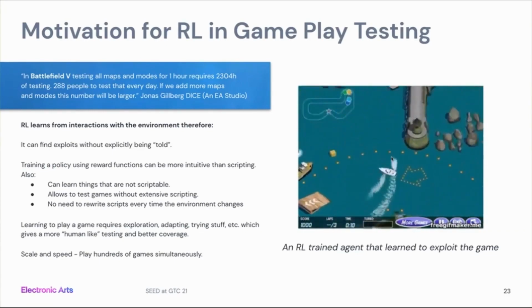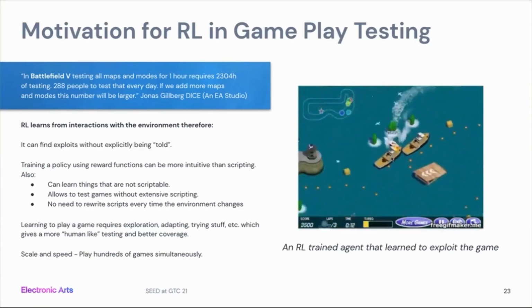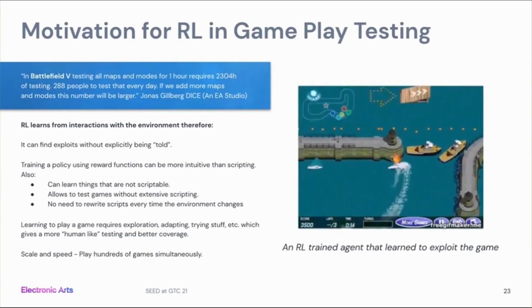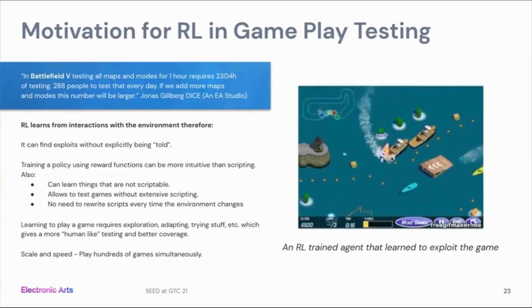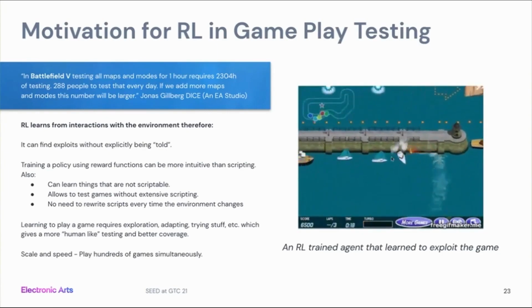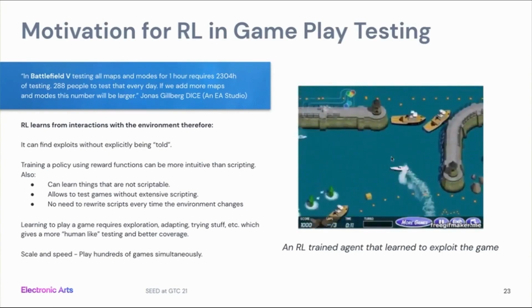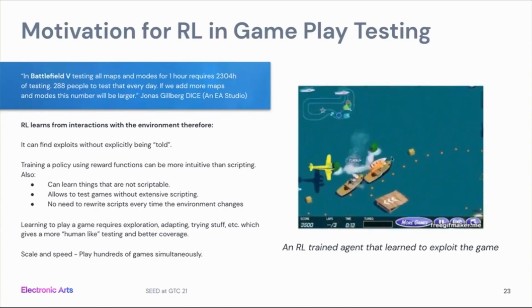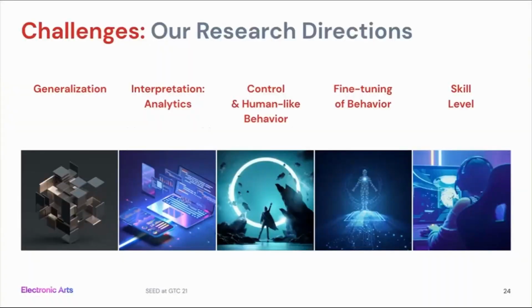This also means that you have scale and speed, so you can play hundreds of games simultaneously, making testing coverage much better than traditional methods. But we definitely have some challenges when it comes to RL, and these are the things that we try to address. The main part is generalization, and this is very important, and I'm going to talk a little bit about that in the next few slides.